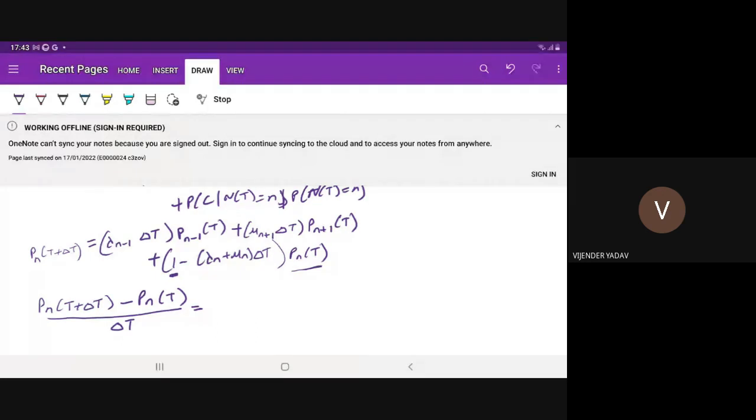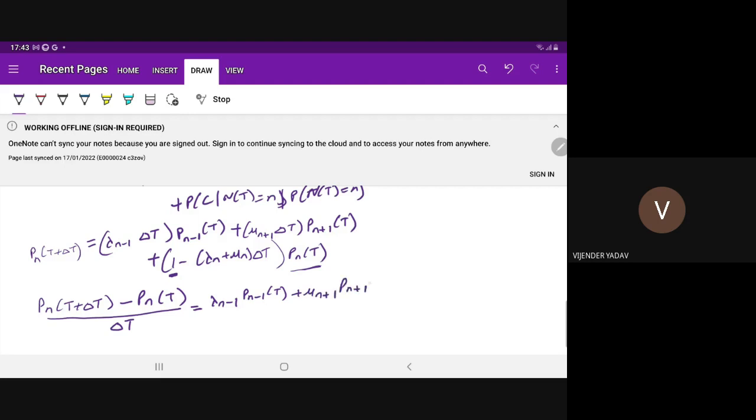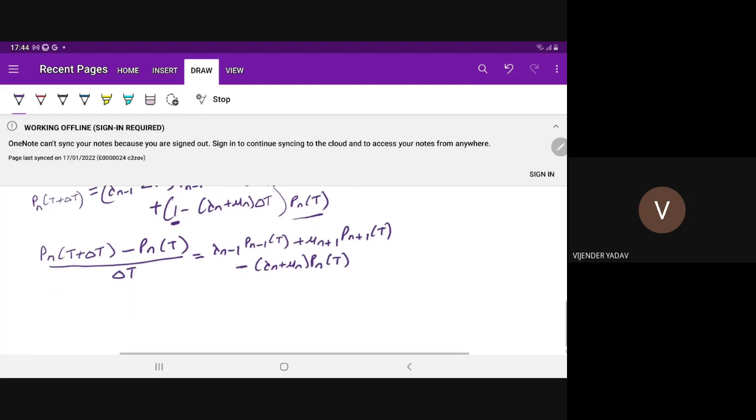Lambda n minus 1 into p n minus 1. Correct. Right? Lambda n minus 1 p n minus 1 plus mu n plus 1 p n plus 1 of t minus lambda n plus mu n into p n. Correct? Now if you take the limit, delta t tends to 0.